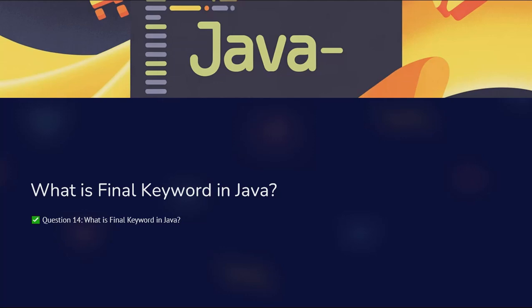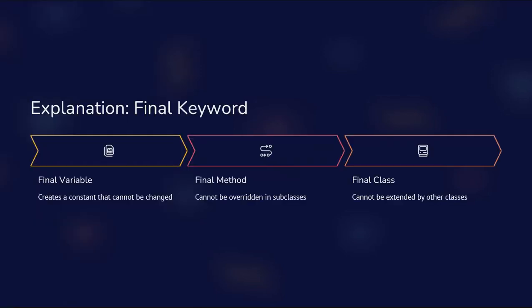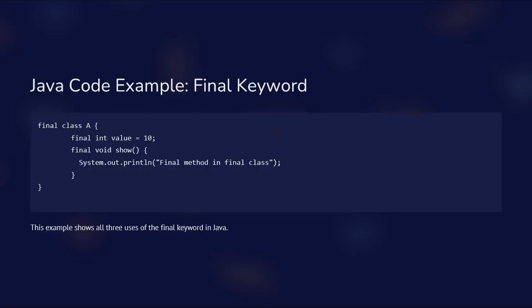What is the final keyword in Java? Another important keyword of Java. So the short answer is, final is used to restrict modifications. If your variable is final, it creates a constant that cannot be changed. If your method is final, it cannot be overridden in a subclass. And if your class is final, it cannot be extended by another class.